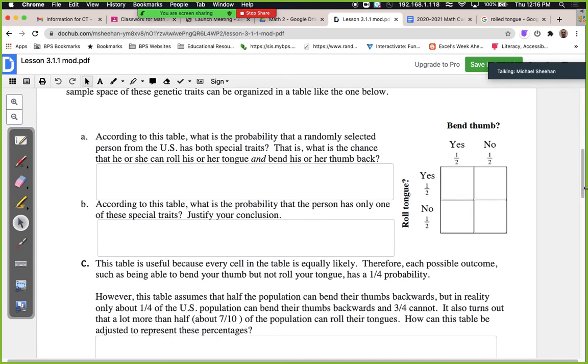All right, so if that's the assumption, we can make what's called an area model. We make a little rectangle, or in this case, a square. Bending the thumb: yes or no? Half the people are yes, half the people are no. Can you roll your tongue? Half the people are yes, half the people are no. Before I show you guys how to answer this, let me ask you, what do you think? How many of the people do you think can do both? Roll their tongue and bend their thumb back. If half of all people can bend their thumb and half of all people can roll their tongue, how many people do you think can do both?